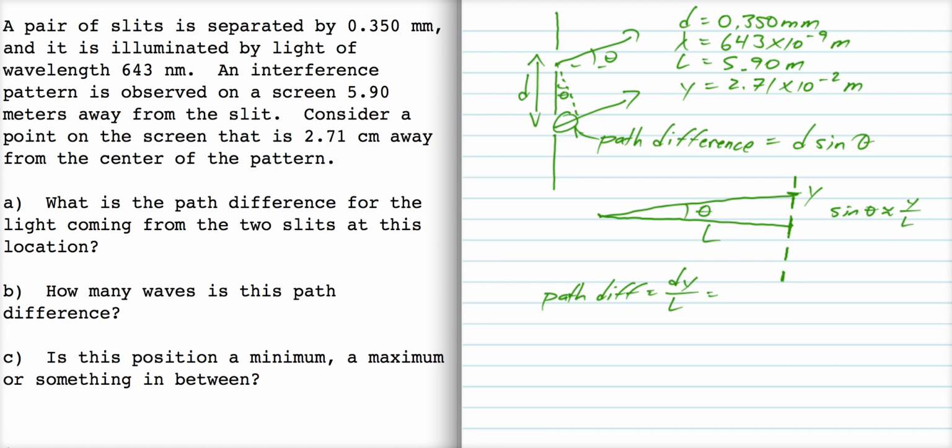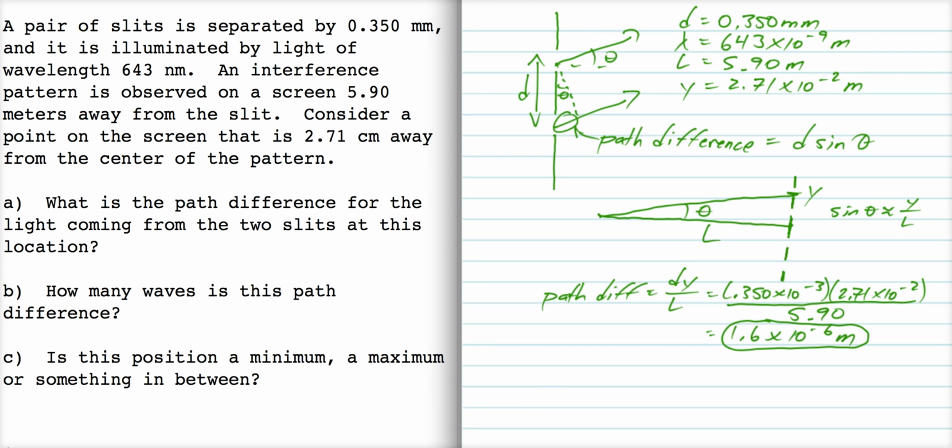Now that's 0.350 millimeters times y, which is 2.71 centimeters, and then I divide by L, which is 5.90 meters. So I get 1.6 times 10 to the minus 6 meters. That's the path difference.